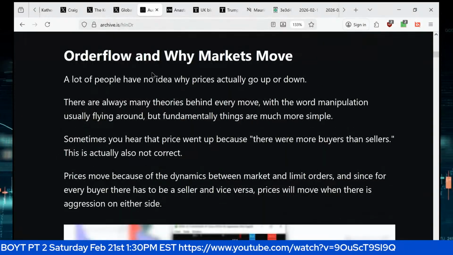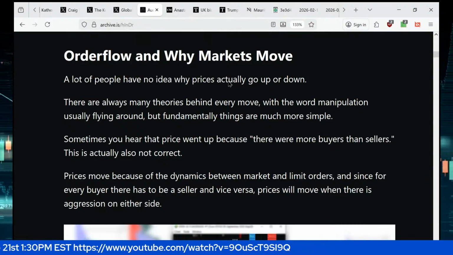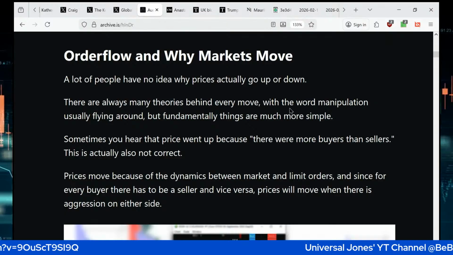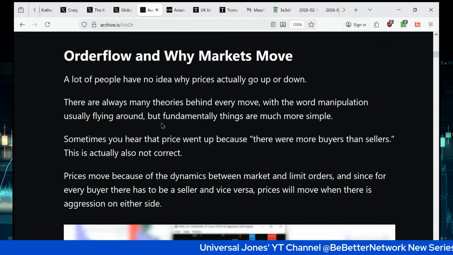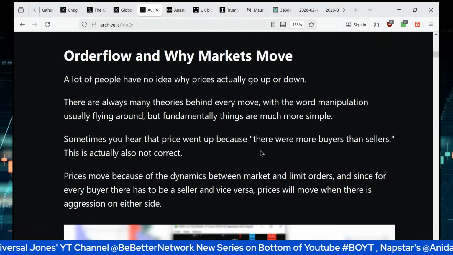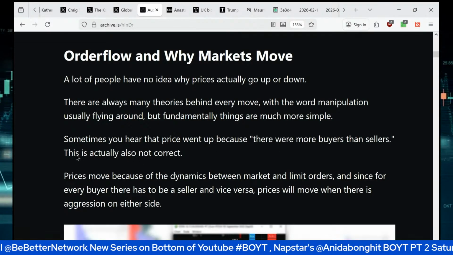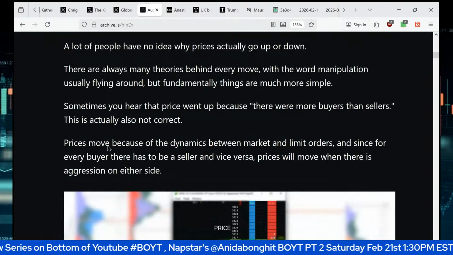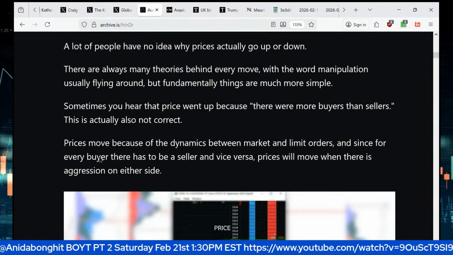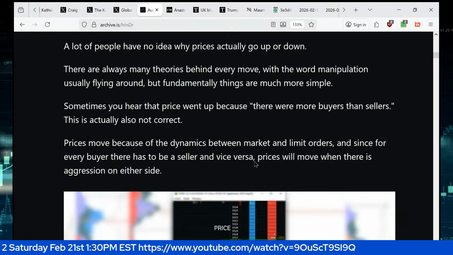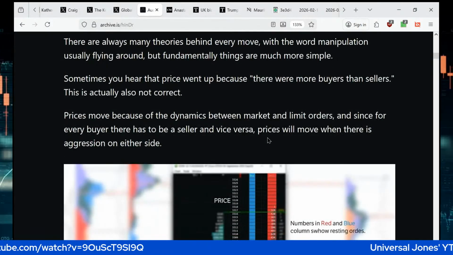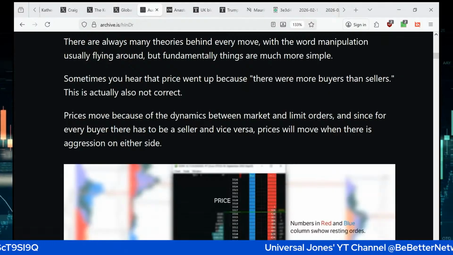Order flow and why markets move. A lot of people have no idea why prices actually go up or down. There are always many theories behind every move, with the word manipulation usually flying around. But fundamentally, things are much more simple. Sometimes you hear that price went up because there were more buyers than sellers. This is actually not correct. Prices move because of the dynamics between market and limit orders. And since for every buyer there has to be a seller and vice versa, prices will move when there is aggression on either side.